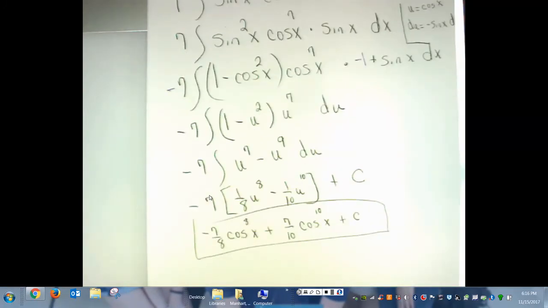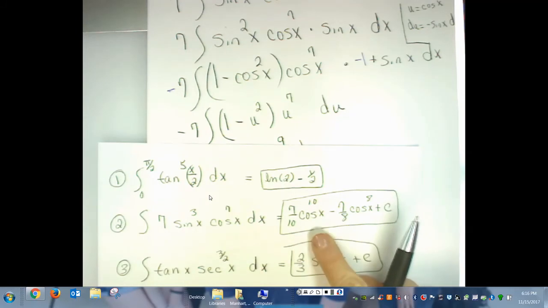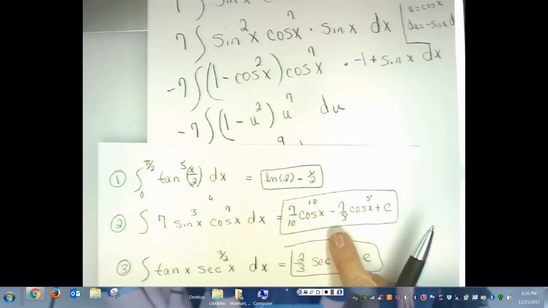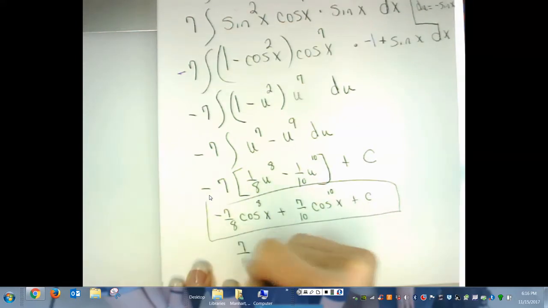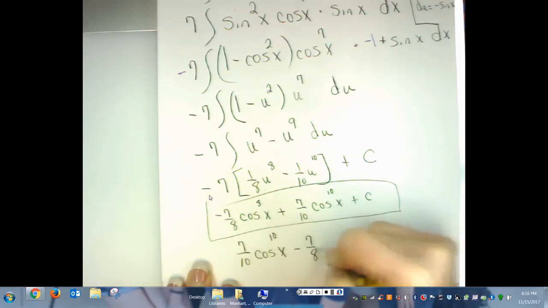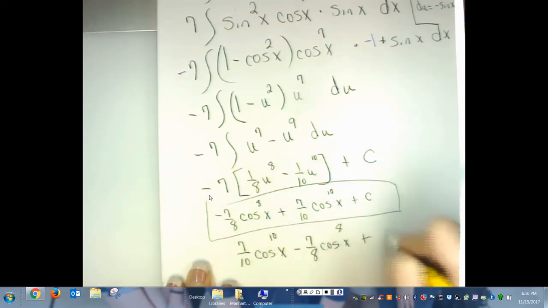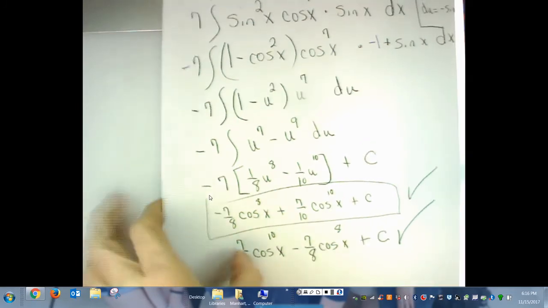Much easier compared to the first problem. The only difference is they put 7/10 cosine of x to the 10th power first minus 7/8 cosine of x to the 8th power. No big deal. I guess we should know to put the higher exponent first anyway. Check. Either one is the final answer there. So that one was much, much easier, just following the bullets and doing what the table tells us to do.